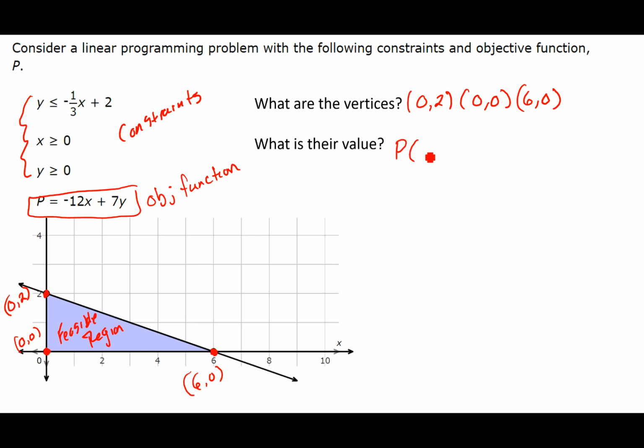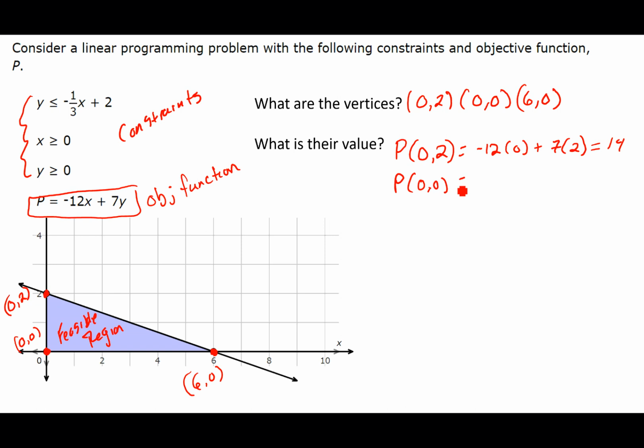And so I'm going to write this as p of 0, 2, and this becomes negative 12 times 0 plus 7 times 2. Okay, I'm putting in a coordinate, essentially p of x being 0, y being 2. And then I'm going to substitute that into my actual function. So negative 12 times 0 plus 7 times 2. I work all that out. I get a number which is 14. I have to do all the vertices.